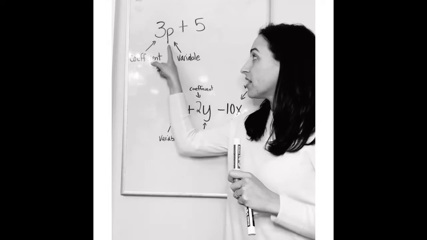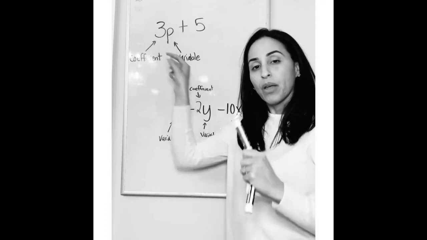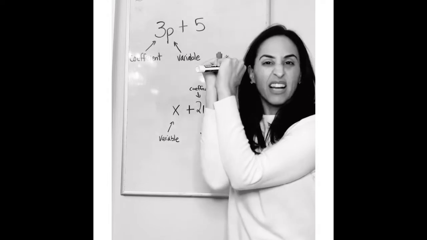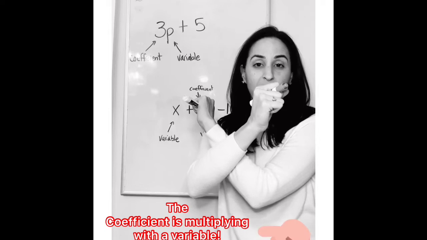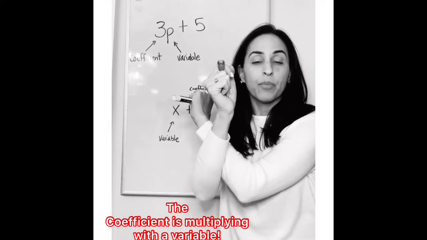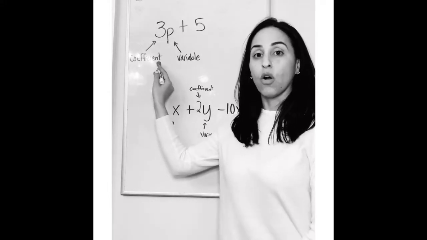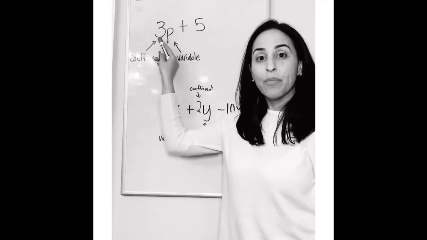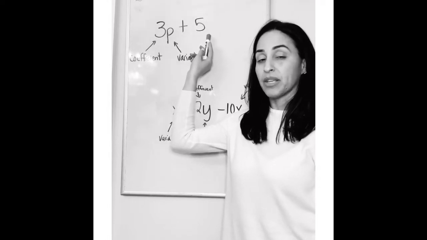Now you'll see here that the variable is stuck together with a number. Remember we discussed that if a variable is stuck together with a number, they are actually multiplying. So that number that is stuck together with that variable and multiplying with that variable is actually called a coefficient. A coefficient is multiplying with the variable. And then there's an operation that separates it from another term. And in this case, we just have a number here that's being added.